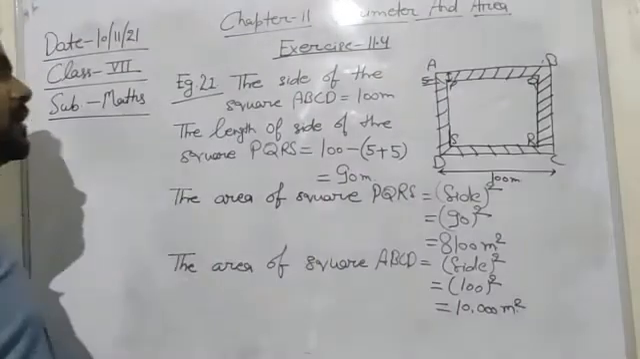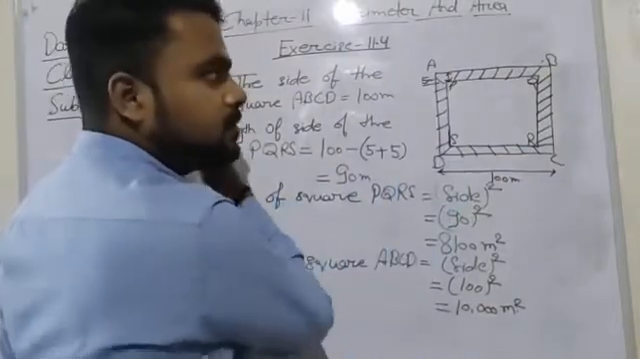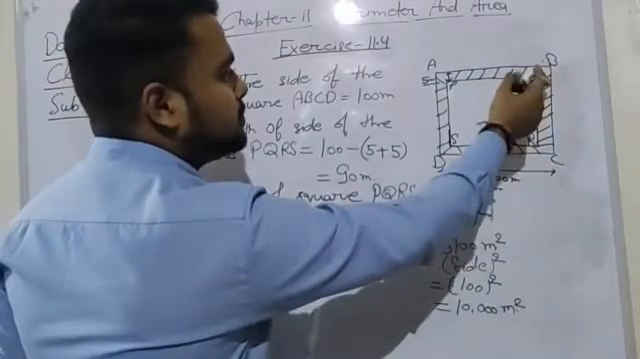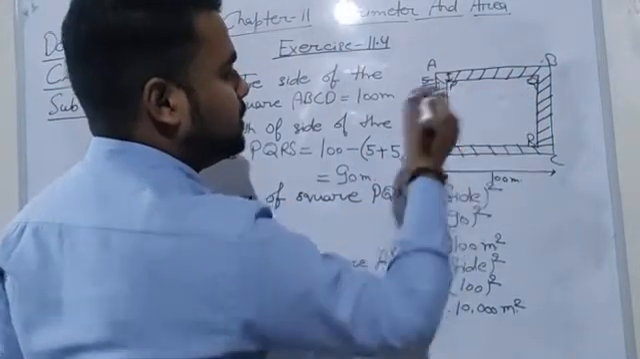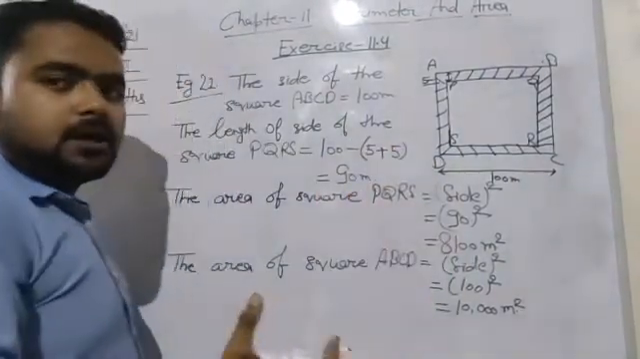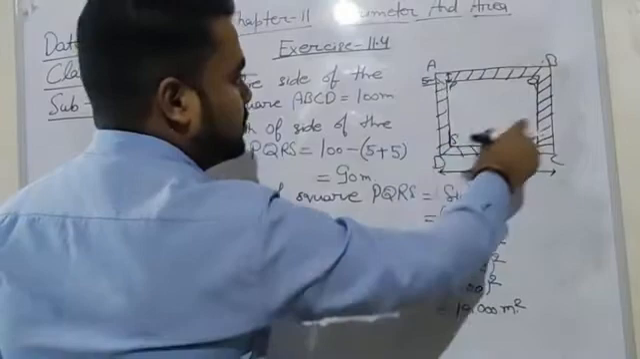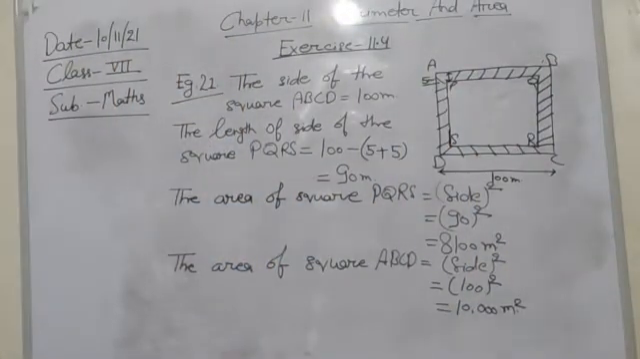Now, as we have to find the area of the path, when we subtract the area of square PQRS from the area of square ABCD, then we have the area of the path, which is around square PQRS. So first note it down, then I will do the remaining part.